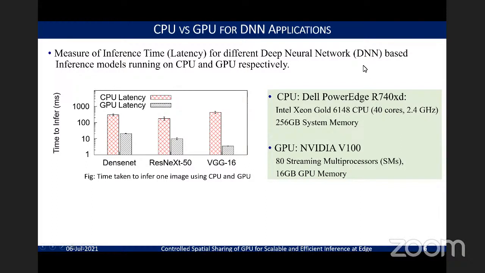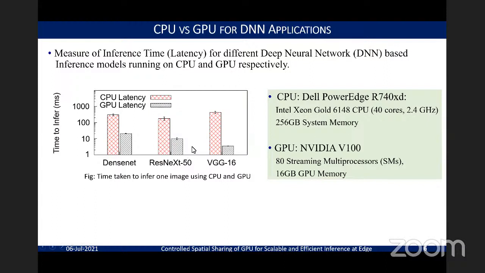And note that this experiment was conducted on a server grade machine. The CPU here refers to what we have called the Dell PowerEdge nodes, which is an Intel Xeon Gold with a 40-core system running at 2.4 gigahertz with 256 GB of system memory. On the same node, we attached a GPU, an NVIDIA V100, which has 80 streaming multiprocessors and 16 GB of GPU memory available. We use some of the popular inference models like DenseNet, ResNet 50, and VGG. And no streaming, just a base image that is residing. We want to infer this image using those platforms and see what latency we get if we have to infer these images on CPU or on GPU.